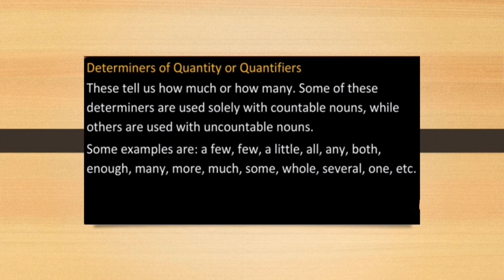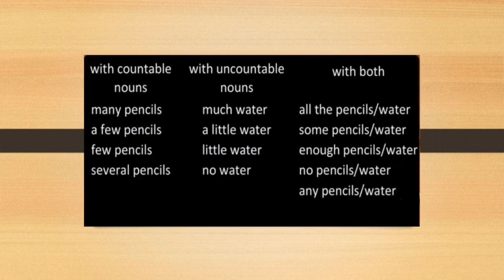Now these quantifiers, some of them are used with countable nouns, the nouns which we can count, and some of them are used with uncountable nouns, the nouns which we cannot count, right? Some of the examples of quantifiers are, just see, a few, a little, all, any, both, enough, many, more, much, some, whole, several, one. Okay, so these are some of the examples of quantifiers or determiners of quantity. Okay, now we'll see which of them are used with countable nouns, which with uncountable nouns, and which with both.